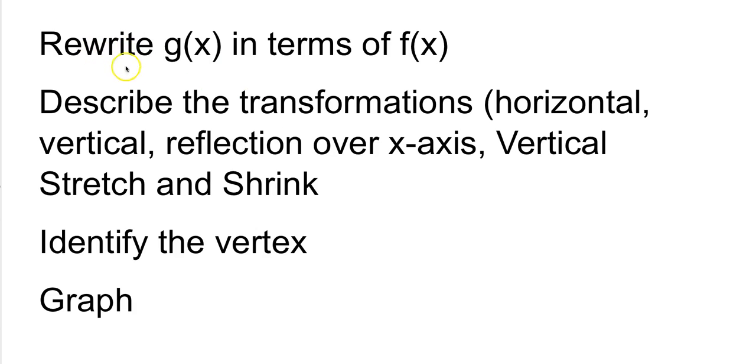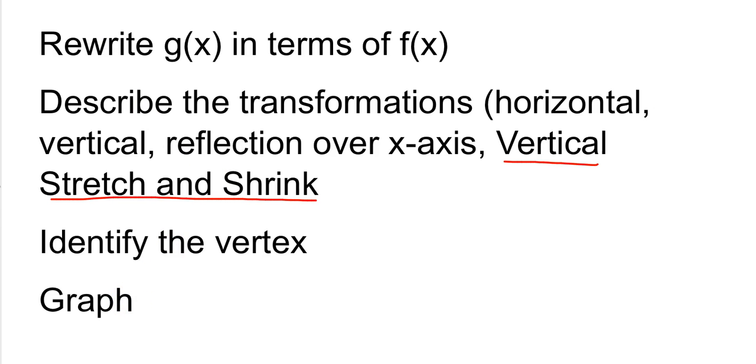All right, so this is part two of the transformations of absolute value functions. Yesterday we rewrote g of x in terms of f of x. We're going to do that again today. We're going to describe the transformations. We had horizontal and vertical shifts. We had reflections over the x-axis. And today we're going to work on vertical stretches and shrinks. And again, we're going to identify the vertex and then graph.